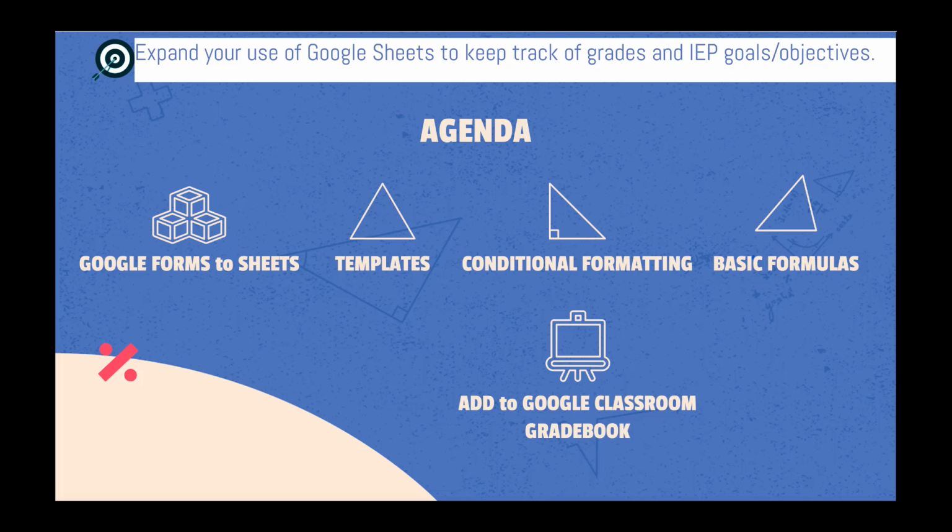Here's our agenda for the course. First, we're going to talk about the advantages of using a Google form to send data to Google Sheets, and we'll walk through how to do that. We will also explore how to find and use Google Sheet templates. We will cover how to use conditional formatting to color code your data. We'll talk about basic formulas and where to go to find the more advanced formulas. And for those of you using Google Classroom, we'll cover how you can add student scores from assignments that were outside of Google Classroom to your Google Classroom gradebook sheet.